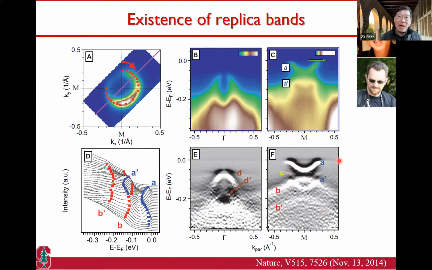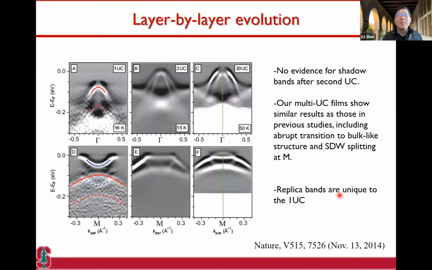And the copy is very faithful, in the sense that you can see the same superconducting gap, and the copy has the same thing. This work shows that this sort of replica phenomenon happens only in one unit cell. If you go to 2 unit cells or 30 unit cells, this sort of replica phenomenon goes away. So the 1 unit cell has something special about it.